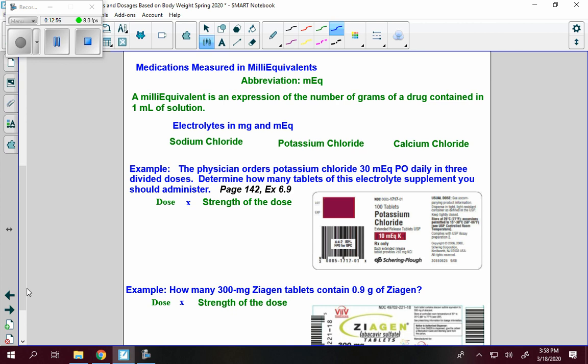All right, the example. The physician orders potassium chloride, 30 milliequivalents by mouth daily in 3 divided doses. Determine how many tablets of this electrolyte supplement you should administer. Go ahead and figure it out, and when you come back, I'll do it with you. So the key thing here is, it says 30 milliequivalents by mouth daily. This word daily means that 30 is it per day, but then you have to read on and it says in 3 divided doses. So the dose is 30 milliequivalents per day.